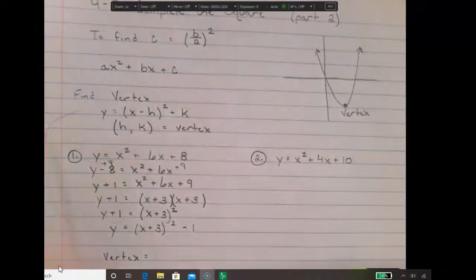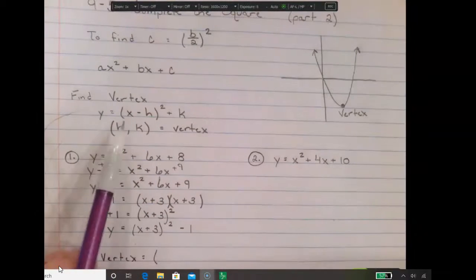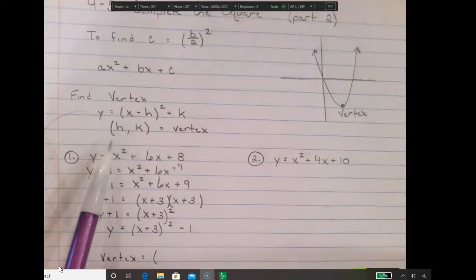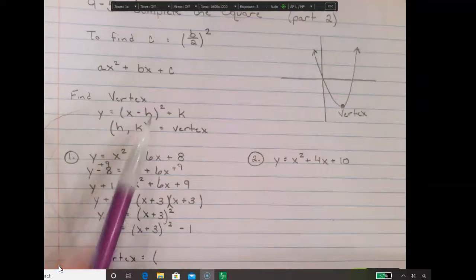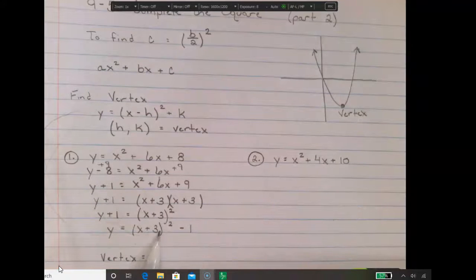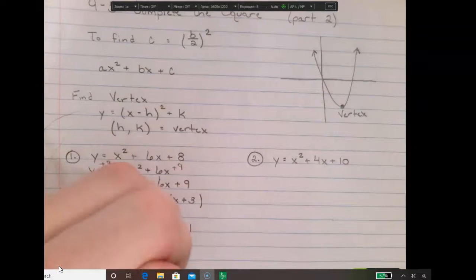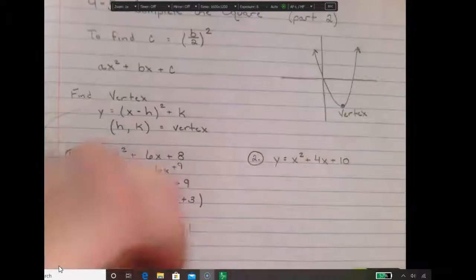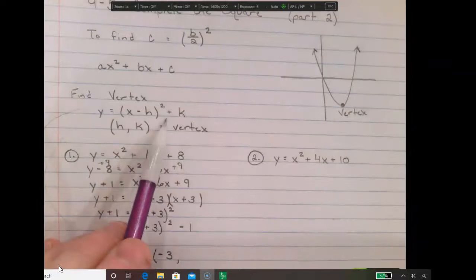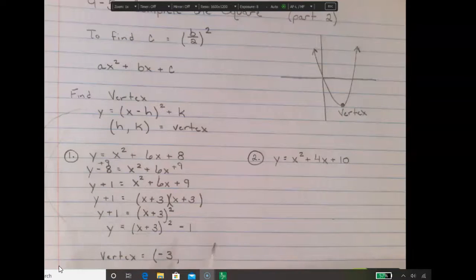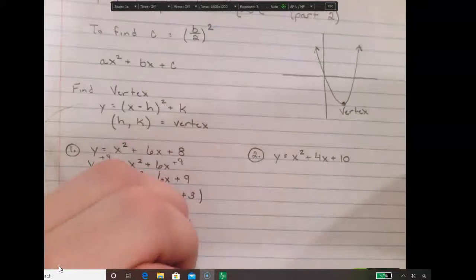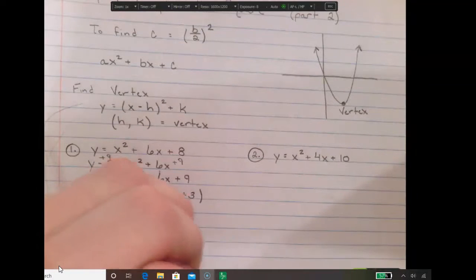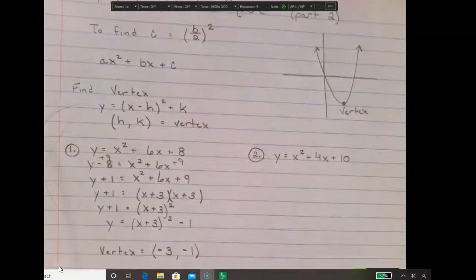is equal to, well, let's focus on my x value first. My x value is this h. Remember, in order for h to be positive, I need it to be a minus h. Well, down here I have plus 3. So that's going to be the opposite. So this is going to turn into negative 3. And then my k, I need to be plus k. Well, down here I have minus 1. So it's going to be minus 1. So there you have it. My vertex is negative 3, negative 1.